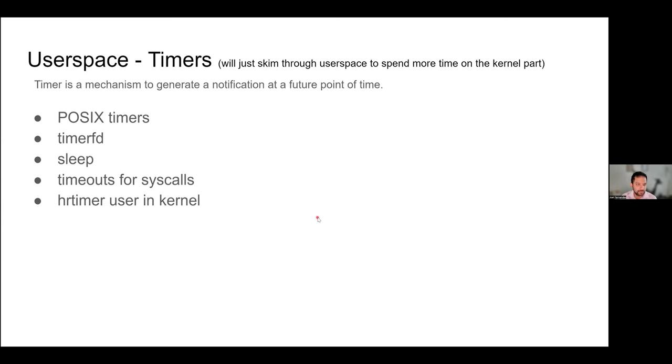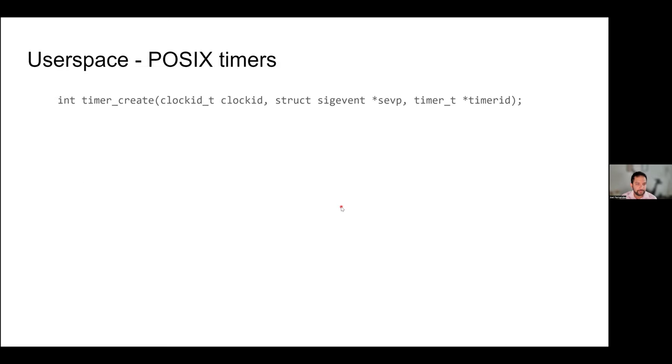So you have POSIX timers. We have timerfd. Then you can sleep, that arms a timer too. We have syscalls that program the timer hardware for timeouts. And then we have users in the kernel as well that require timer events. So POSIX timers is this timer_create API that you call with a clock ID. And that clock ID is basically how the time progresses based on the definition of that clock ID that we just went over.